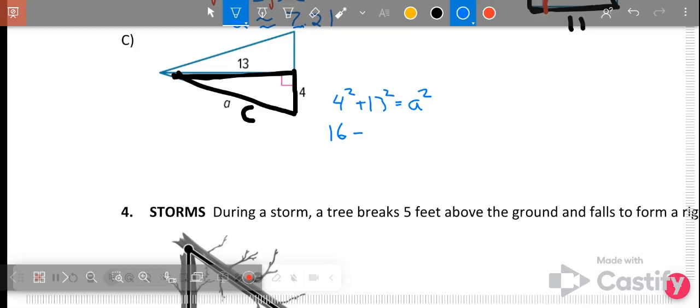16 plus 169 equals a squared. And if you don't know those squares, that's fine. Use your calculator. 4 squared plus 13 squared. You might just want to type it in like that, 4 squared plus 13 squared, and it would tell you that that's 185.